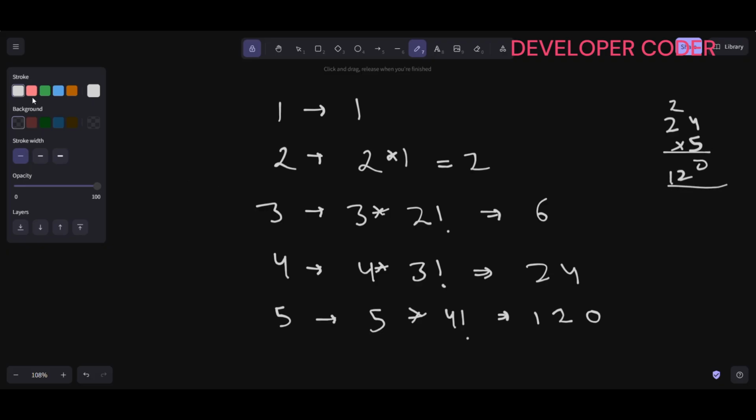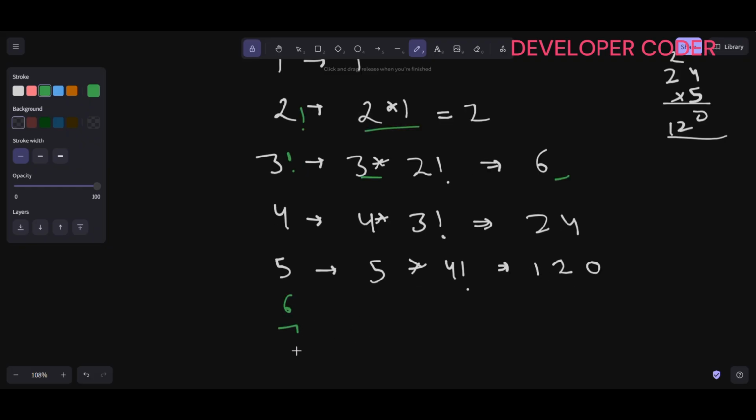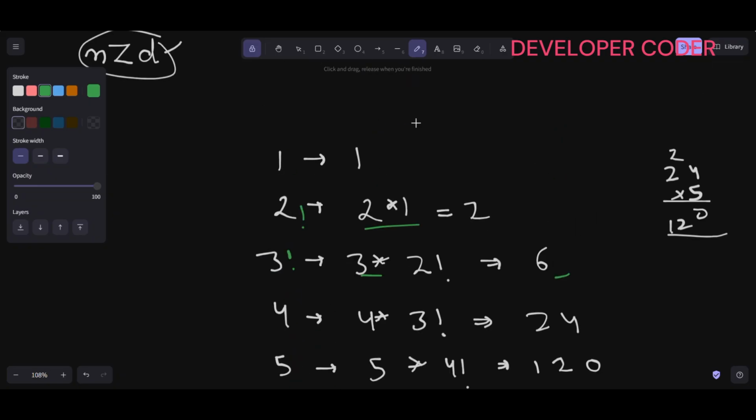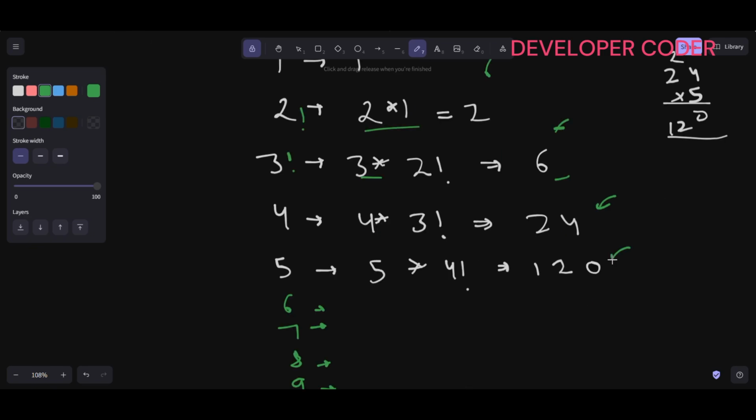So here see, 2 factorial is nothing but 2 into 1, 3 factorial is nothing but 3 into 2 into 1, that is 6. So we will just calculate until 10, and then I will directly call this. I will directly store that 1 factorial is 1, 2 factorial is 2, 3 factorial is 6, 4 factorial is 24, and 5 factorial is 120.